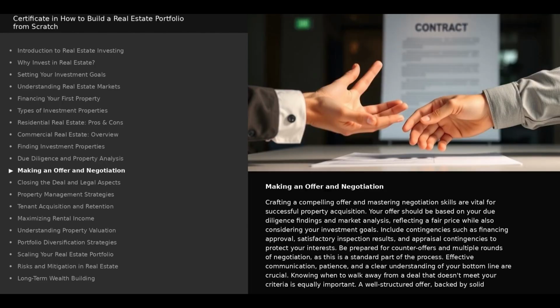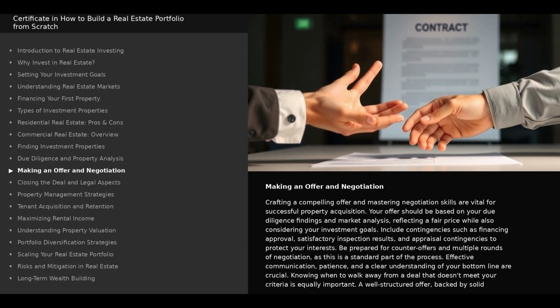Making an offer and negotiation. Crafting a compelling offer and mastering negotiation skills are vital for successful property acquisition. Your offer should be based on your due diligence findings and market analysis, reflecting a fair price while also considering your investment goals. Include contingencies such as financing approval, satisfactory inspection results, and appraisal contingencies to protect your interests.